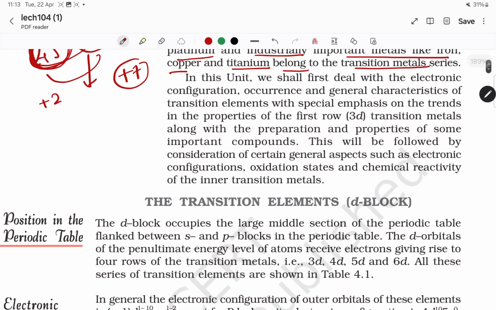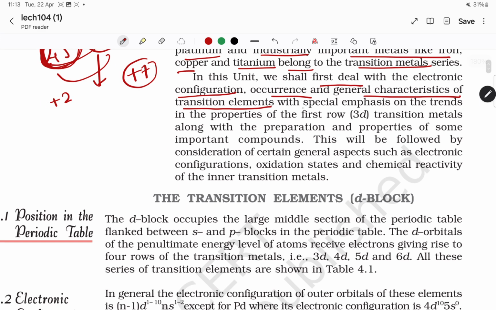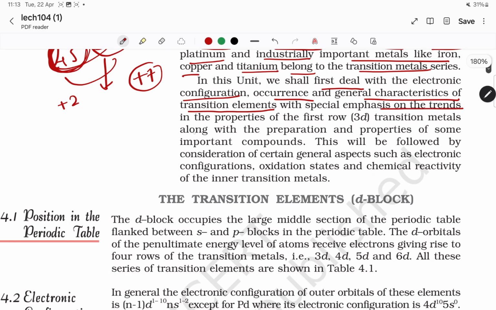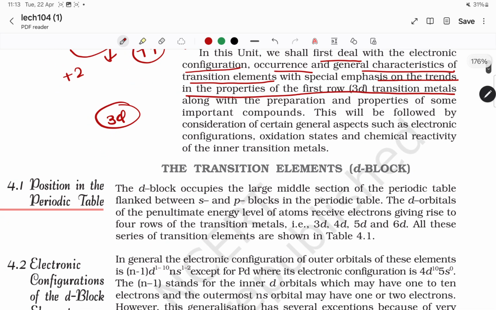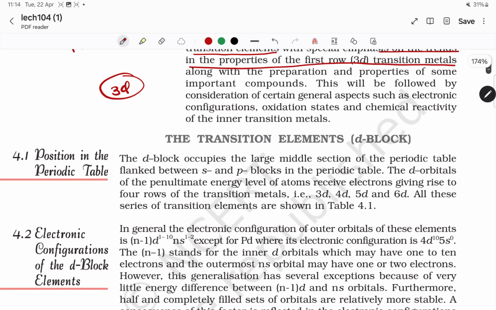In this unit, we shall first deal with the electronic configuration, occurrence, and general characteristics of transition elements, with special emphasis on trends in the properties of the first row 3d. In the first row 3d, there are special trends, along with the preparation and properties of some compounds. These are the things we are going to deal with in this chapter.